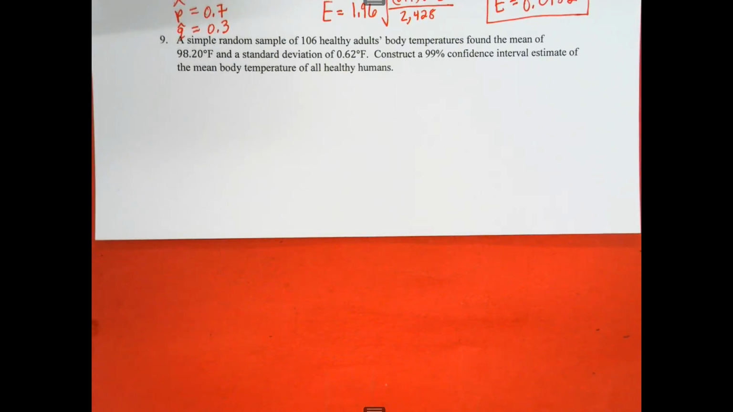A simple random sample of 106 healthy adults' body temperatures were taken and found the mean of 98.2 degrees Fahrenheit and a standard deviation of 0.62 degrees Fahrenheit. Construct a 99% confidence interval estimate of the mean body temperature of all healthy humans.